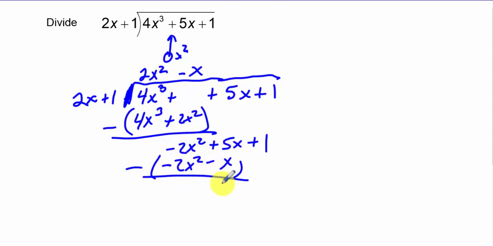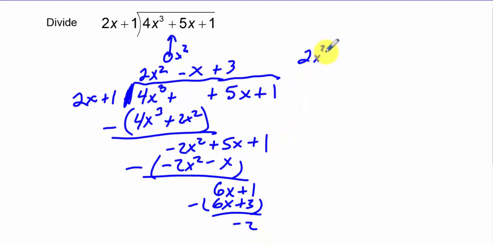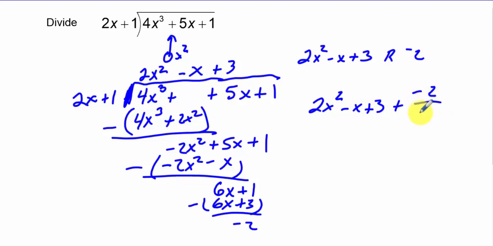5x minus a negative x is 6x plus 1. Again, I look at this and I say, well, that's going to multiply by a 3, and thus 6x plus 3. Again, subtract. I end up with a negative 2. So my answer is 2x squared minus x plus 3. We can put remainder negative 2. However, it's more common to say 2x squared minus x plus 3 plus negative 2 over 2x plus 1.